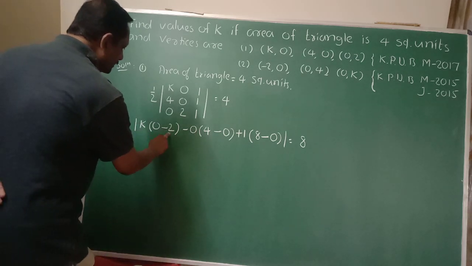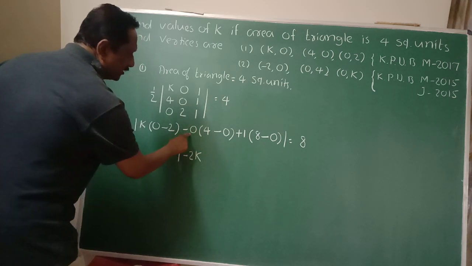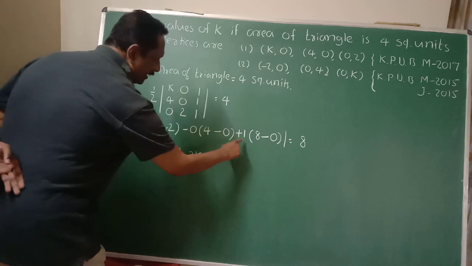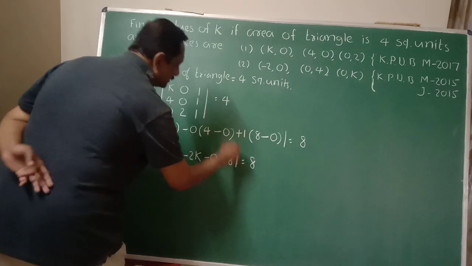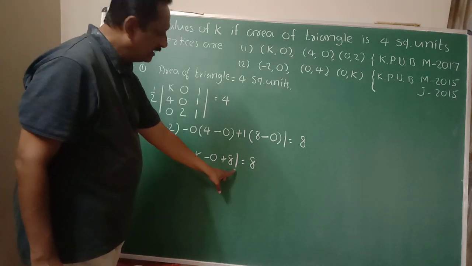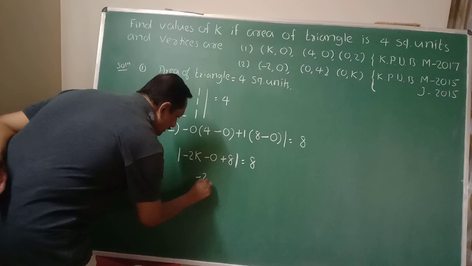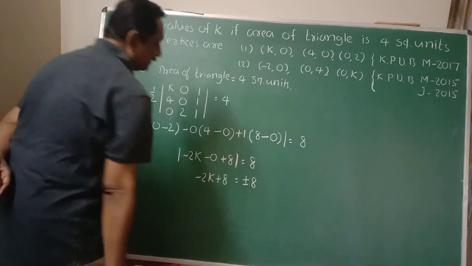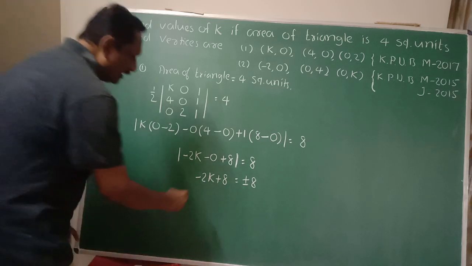Therefore k into minus 2 is minus 2k, modulus of minus 2k. And 0 into any term is 0, so this complete term is 0. Plus 8 ones are 8. So modulus of minus 2k plus 8 is equal to 8. If you remove this modulus sign, it becomes plus or minus 8. Hence minus 2k plus 8 is equal to plus or minus 8. Therefore, take the plus sign first.